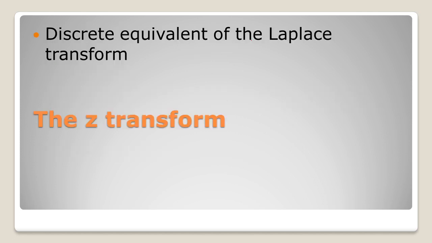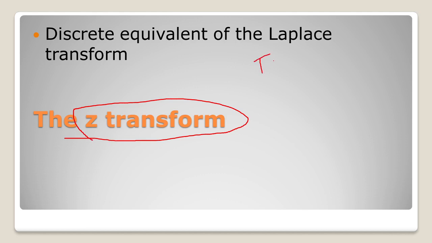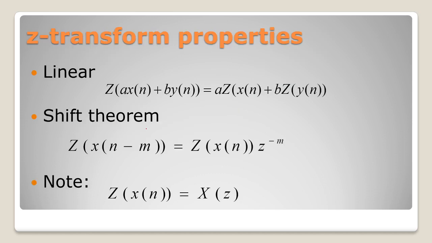Next thing. What is the discrete equivalent of the Laplace transform? The discrete equivalent of the Laplace transform is the Z transform. Normally we have the signal in the time domain and we convert it into the frequency domain. If my signal is in analog form, I use the Laplace transform. If my signal is in the discrete domain, then I have to go for the Z transform. So you must know the Z transform. In the Z transform we use two properties, linearity and shifting.